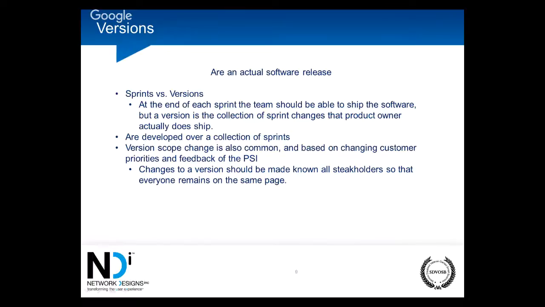All your changes to the version should be made known to all of the stakeholders so that everyone remains on the same page. And by all the stakeholders, I mean all the developers, all the QA people, your BAs, which is your business analysts, that's your requirements gatherers and writers, all your tech writers. Everybody needs to know, because that has to be accommodated for. The version change has to be accommodated for elsewhere in the product.